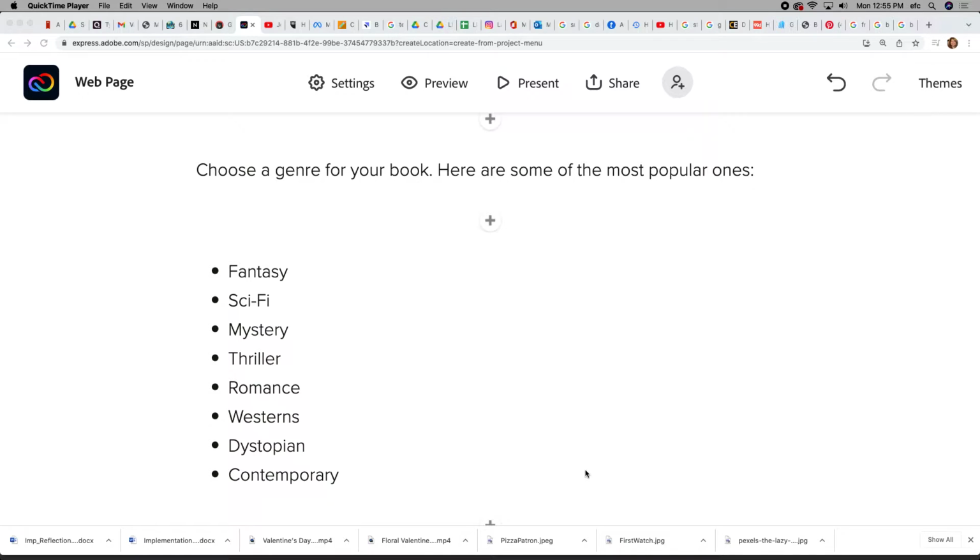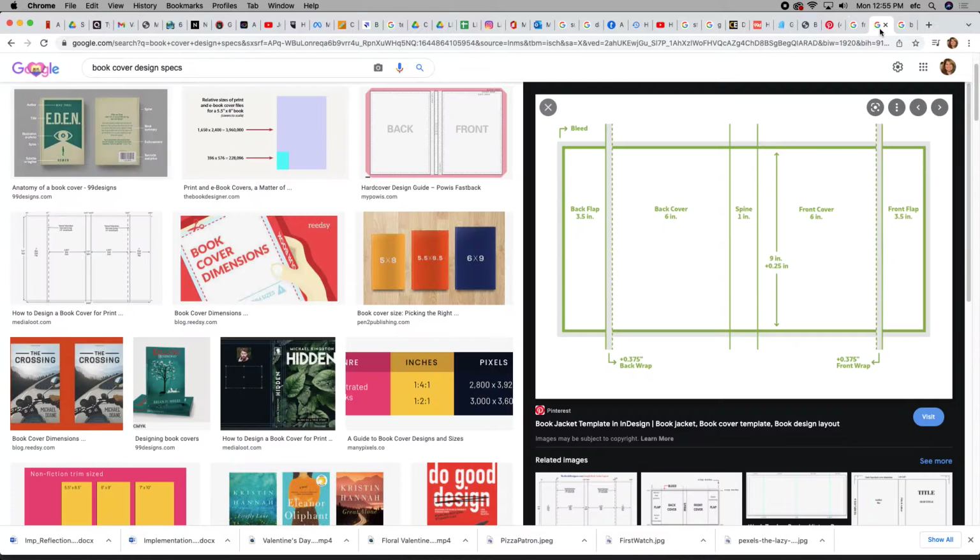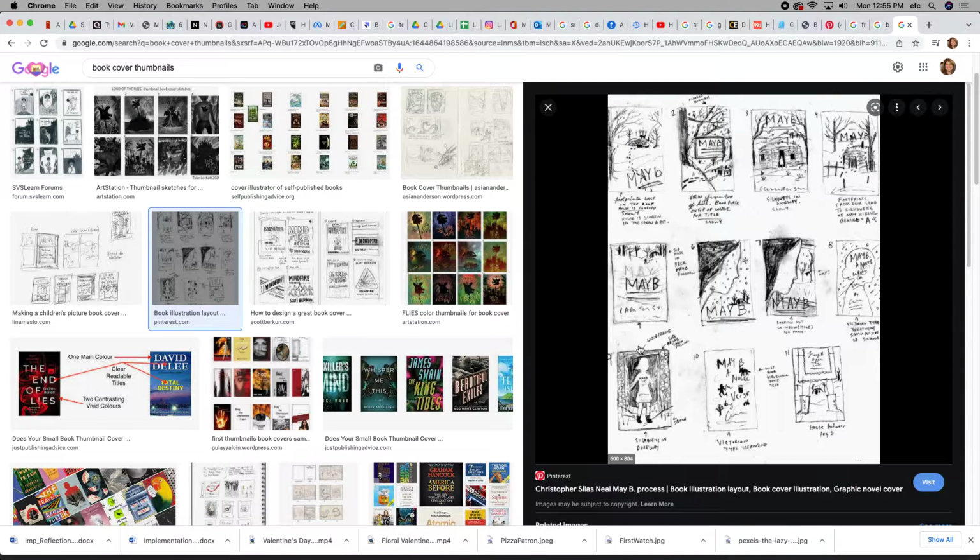Do you guys know what thumbnails are? Yeah, so you just have to sketch out, I have an example here. They can be really loose. You don't have to have specific information on here, but you just do several layouts. They have to be vertical.